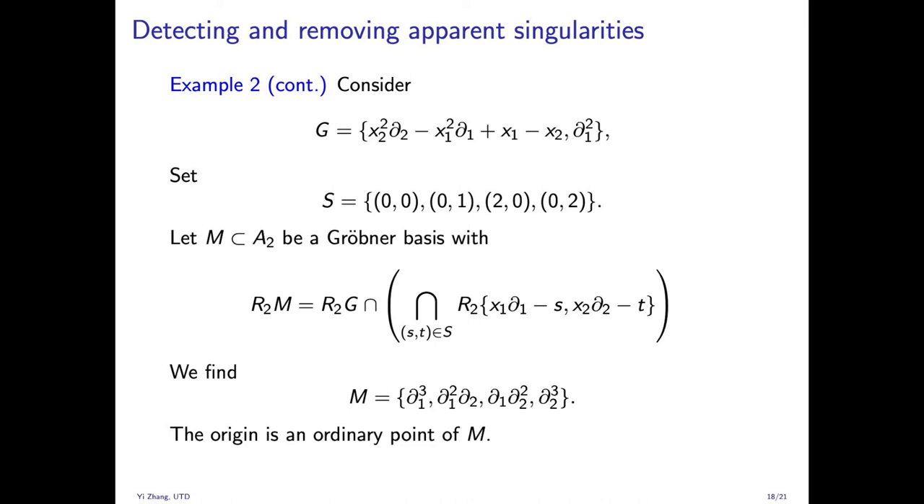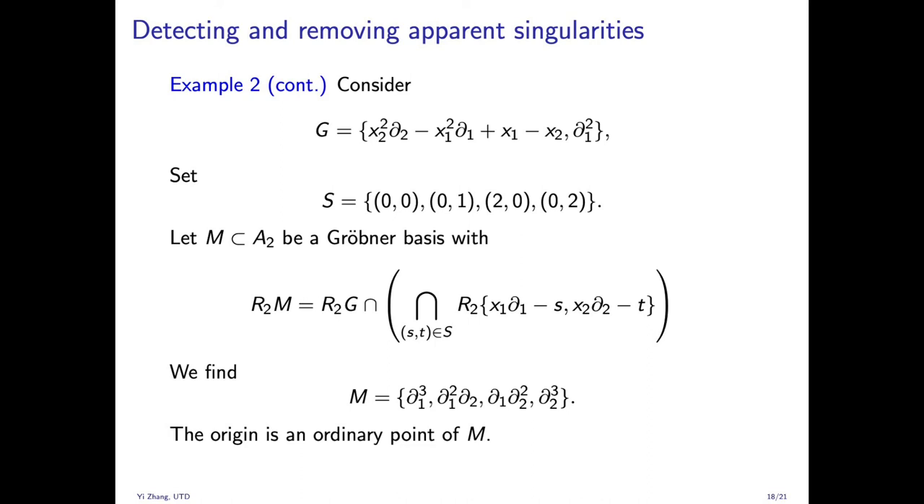It's a different method. We call it a random desingularization. It can be used to remove all the possible apparent singularities. So when you say use random, are you using Monte Carlo or what kind?